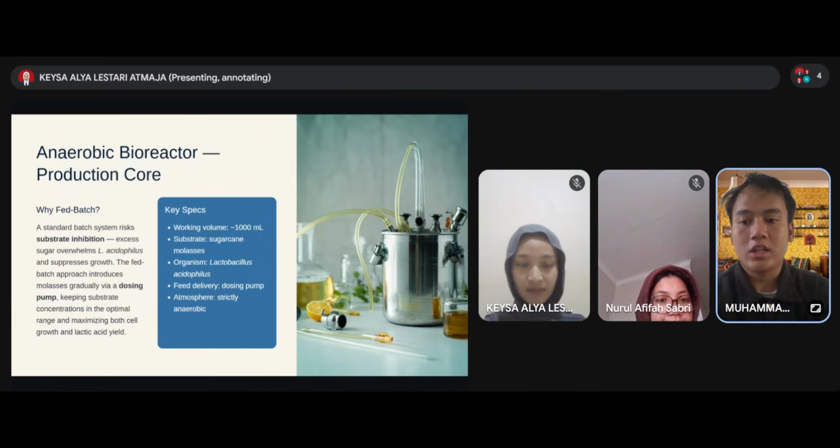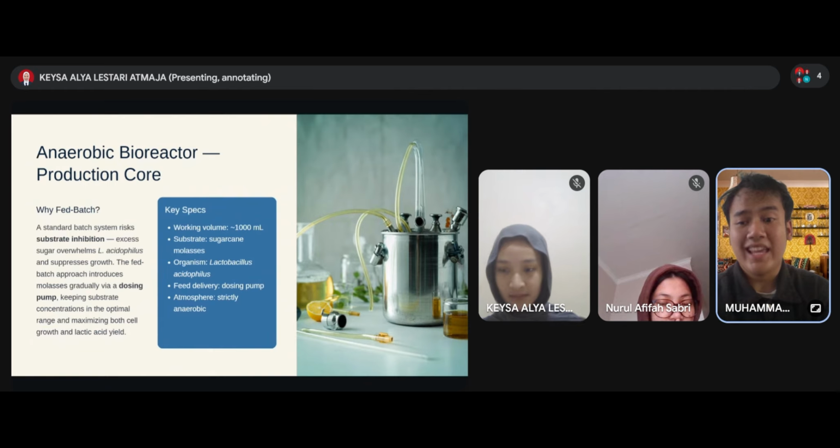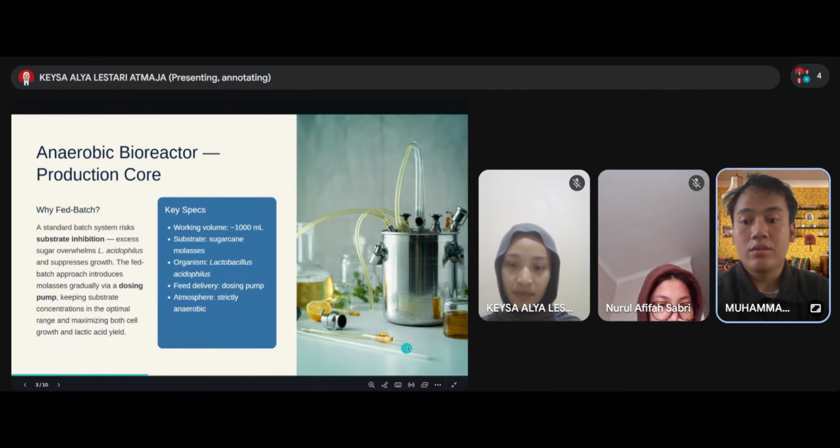Let us start with the core of the production process, which is the anaerobic bioreactor. In this system, we use a fed batch fermentation method, because a conventional batch system may cause substrate inhibition due to excess sugar concentration. To address this, molasses is added gradually using a dosing pump, allowing the substrate concentration to remain within an optimal range. This condition supports the growth of Lactobacillus acidophilus and improves lactic acid production efficiency. The process is carried out under strictly anaerobic conditions to ensure optimal microbial activity.